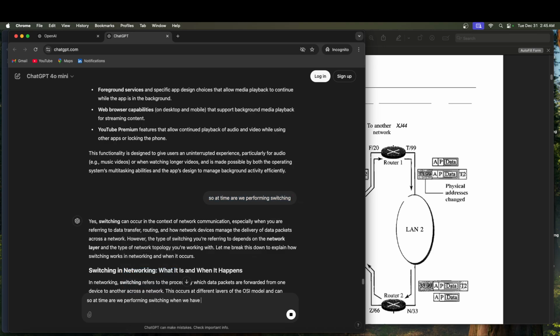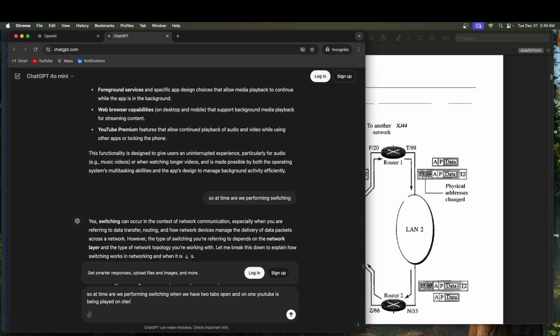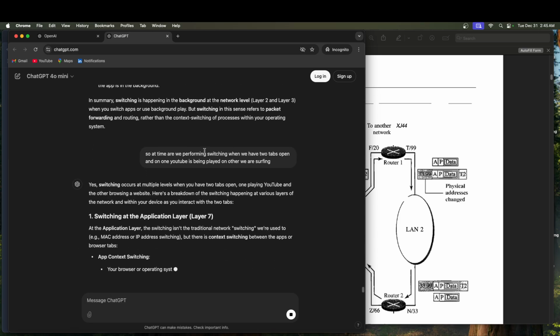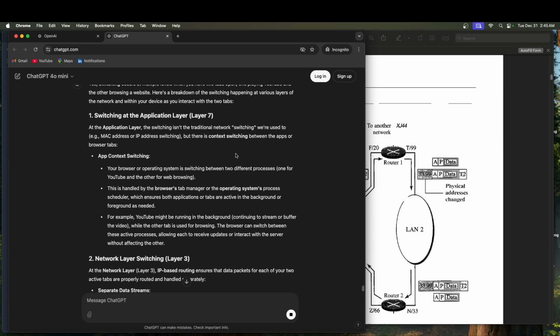When we have two tabs open and one YouTube video is being played, the switching is still happening at that level as well. Sometimes it does not run. What it does is it waits if the streaming is still buffering, it will wait for it to buffer.